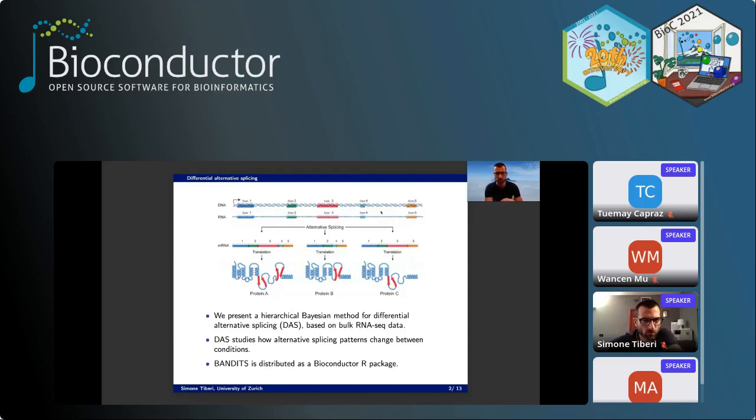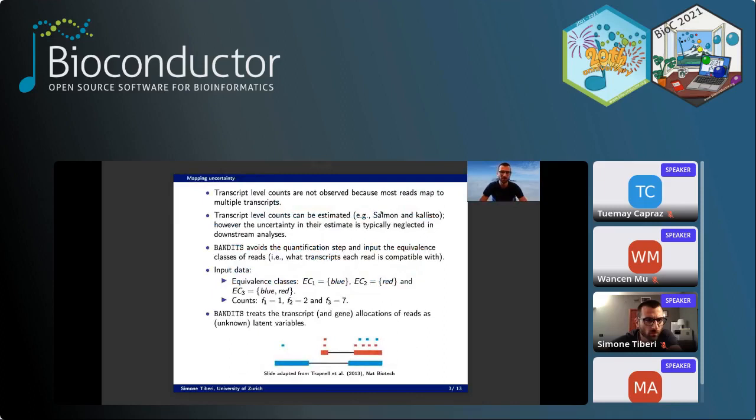Now, mathematically, the biggest issue when you work with transcript level counts is that these are not observed directly, and so they have to be estimated. You can infer them with tools like Salmon or Kallisto, but then you should propagate forward in the downstream analysis the uncertainty in these estimates. And that is non-trivial. So with Bandit instead, we avoid the quantification, and we input directly the equivalence classes of reads, which are basically the list of transcripts that each read is compatible with.